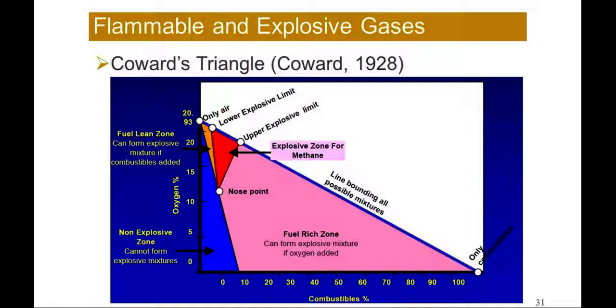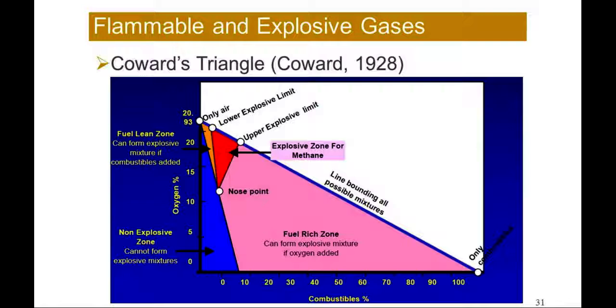If we plot the concentration of methane on the x-axis, and the oxygen concentration on the y-axis of this covert triangle, and that point falls into this area, then the gas mixture is explosible. The next area is the pink area. That's the fuel-rich zone. That means you have too much methane, and it's not explosible, but can form an explosive mixture if you add more oxygen.